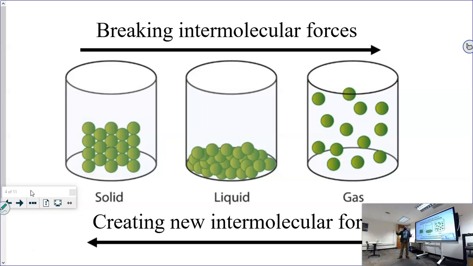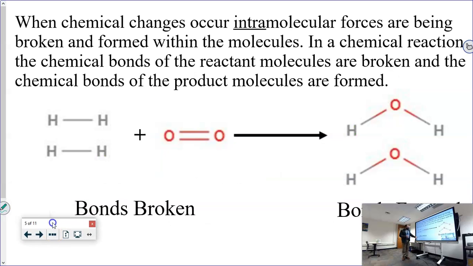Physical change is breaking and creating intermolecular forces of attraction between molecules: hydrogen bonds, London dispersion forces, dipole-dipole forces. On the opposite side, we have chemical changes. When chemical changes occur, you are breaking and creating intramolecular forces, bonds.